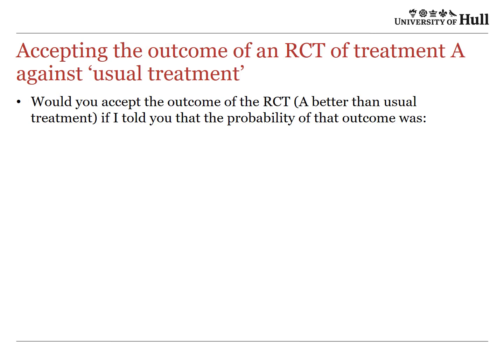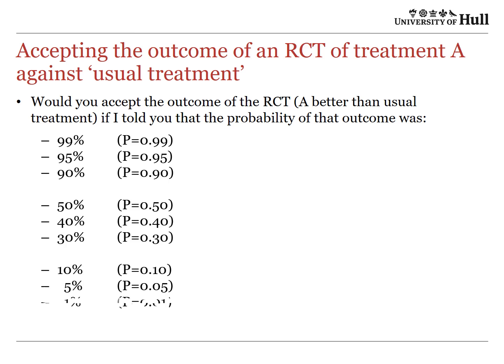So let's apply that to a randomized controlled trial of treatment A against usual treatment. If treatment A proved to be better than treatment B, would you accept that if the probability of the outcome was 99%, 50%, or whatever, all the way down to 1%? Well, if you understand probability, you should be looking for a low probability, because a high probability tells you that that result was likely to take place anyway, in other words, by chance. If I tell you that p is something like 0.05 or 0.01, I'm indicating a very low probability that the outcome occurred by chance. In other words, what I'm telling you is that the outcome occurred as a result of what I did, the intervention.